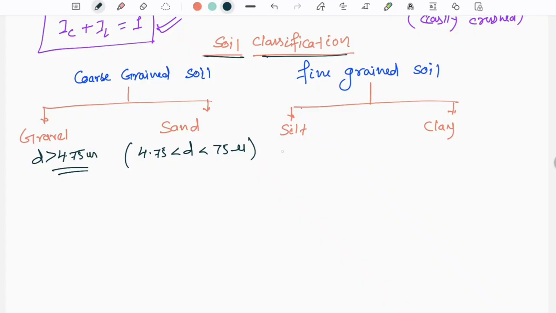And when it passes through the 75 micron sieve and is retained on 2 micron, then it is called silt. And less than 2 micron is called clay. This is the soil classification system.